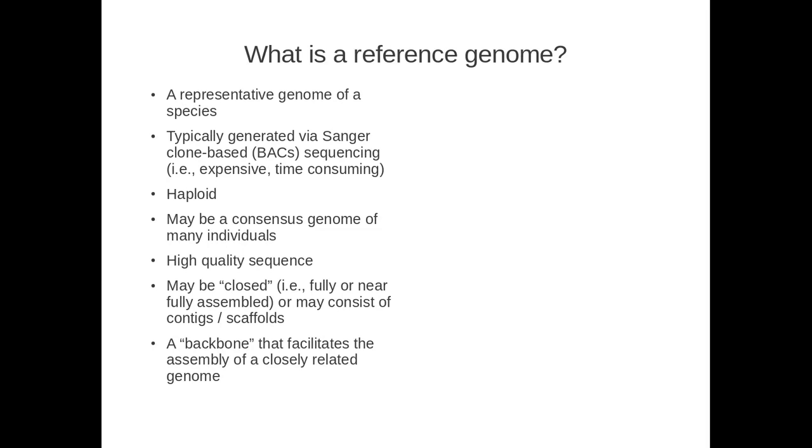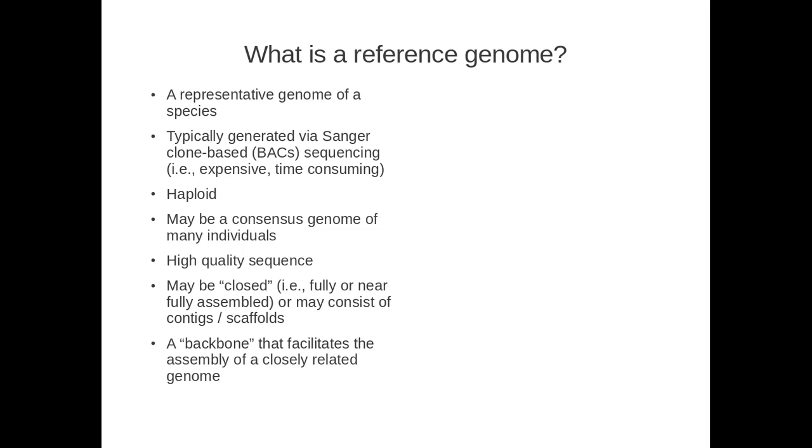So the genomes are typically haploid. That means that there's a single parental complement of the genome, say the copy that comes from either the mother or the father. And it's frequently the consensus genomes come from many individuals. They're high quality sequence, so the individual nucleotides, we have a lot of confidence in those base calls. And oftentimes they consist of contigs or scaffolds.